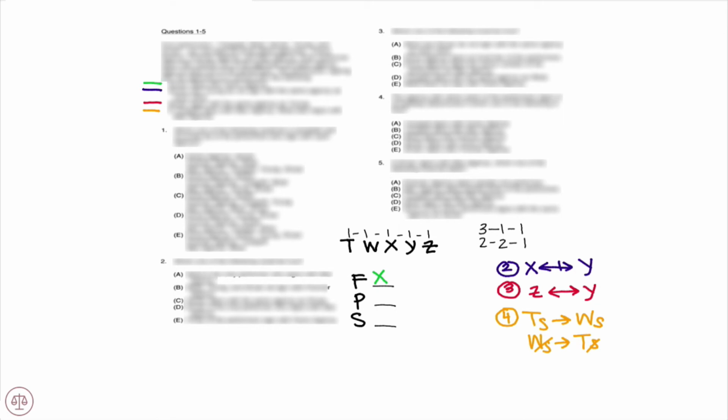Okay, so we know since J is not going to be with Y, that Y can't be in Fame Agency. We know since Y is always going to be with Z, that Z also can't be in Fame Agency. And so those are all the deductions we can make. We have our setup, our rules, and our deductions. Now let's go ahead and hit the questions.